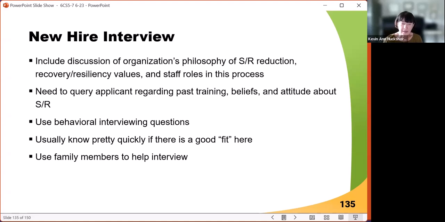And there's no right or wrong answer, but it will help you make a decision if they will fit in to your milieu. You'll usually know pretty quickly, and you can do 4 or 5 of those questions. It's a really good way. They're called behavioral interview questions. If you have the ability and have peer support staff or family members, you want to use them in many interviews, especially with direct care staff, because they often have an intuitive sense on who might do really well and who might not do so well.